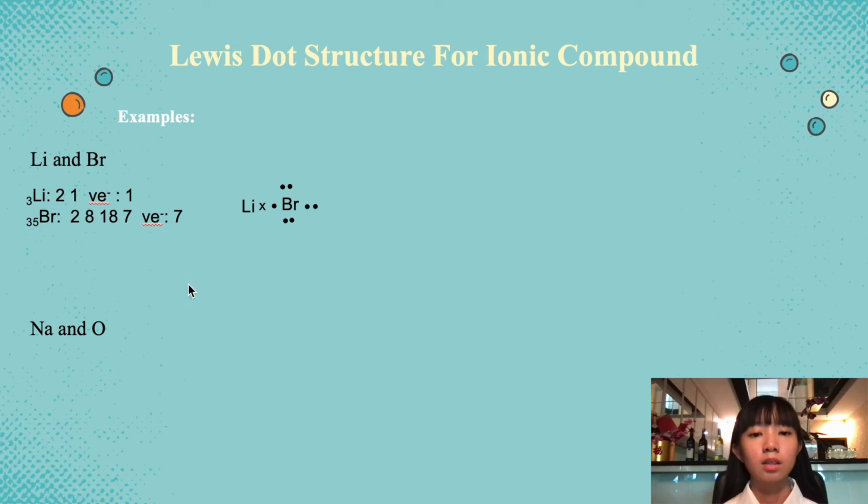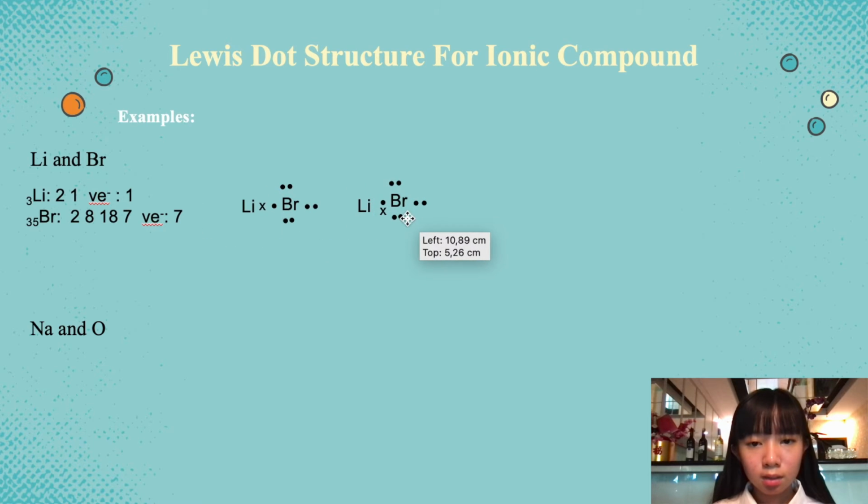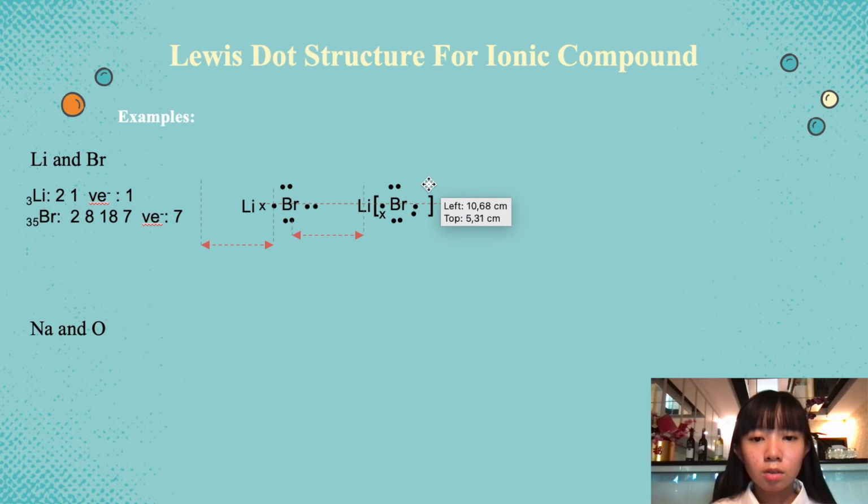How to combine? In this structure, lithium with the valence electron of 1 will give it to bromine in order to become stable, while bromine will take the 1 electron from lithium in order to become stable, which now means the received one will be placed in the brackets. We'll write lithium here and we'll place bromine here. And we will add the brackets. So this is the Lewis structure for lithium and bromine.